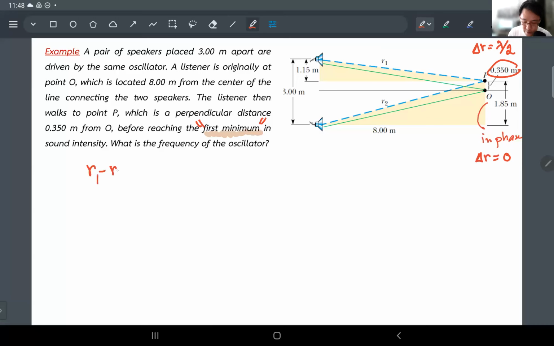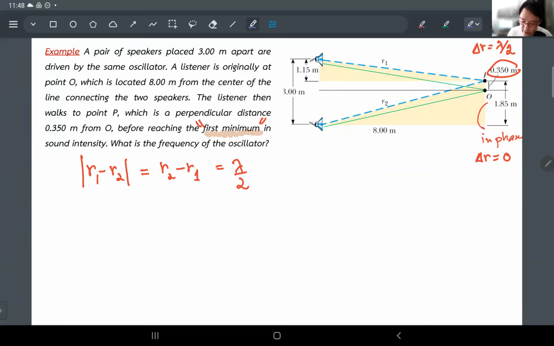So that's all you need: R1 minus R2. But when you look at this one more time, I know exactly that R2 is bigger than R1. So you can start from the absolute value, but we know it's going to be R2 minus R1 because R2 is bigger than R1. It must be equal to lambda over 2. Can you figure R1 and R2? Of course, you can use the Pythagorean theorem.